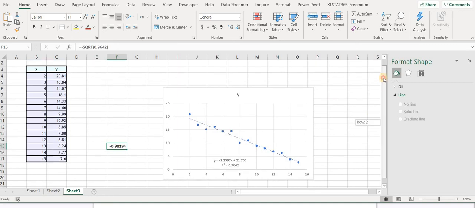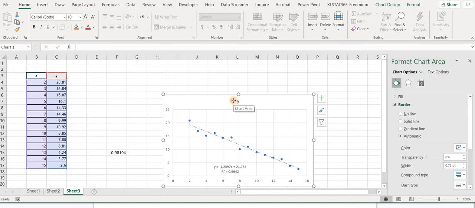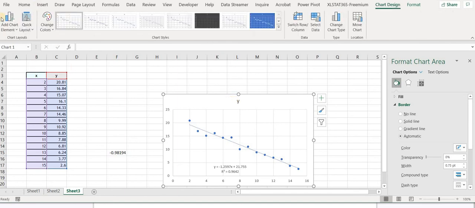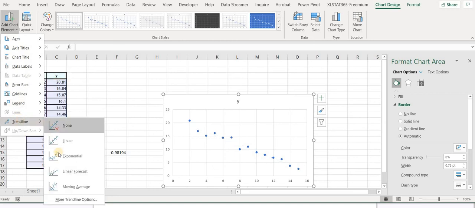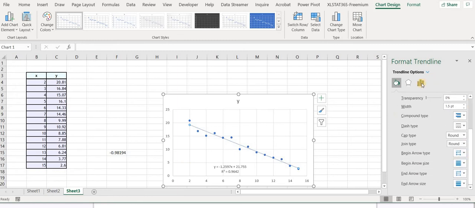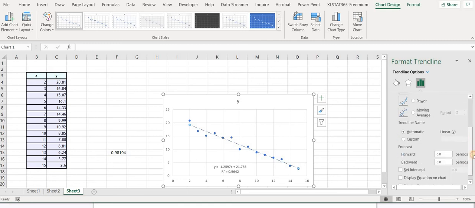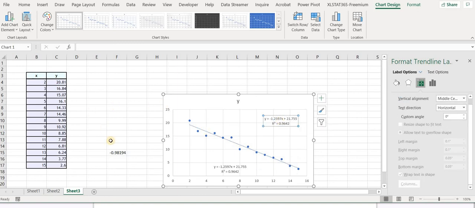For those who don't have the plus sign, when you click on the graph itself, you will see that you have add chart element here. So you can go ahead and go to the trend line and then go to more trend line options, and this window is going to open for you. Make sure you click on the histogram for the options to appear, so you can display the equation and display r square on your line as well. So whether you have the plus sign or you don't have the plus sign, you still can do that.